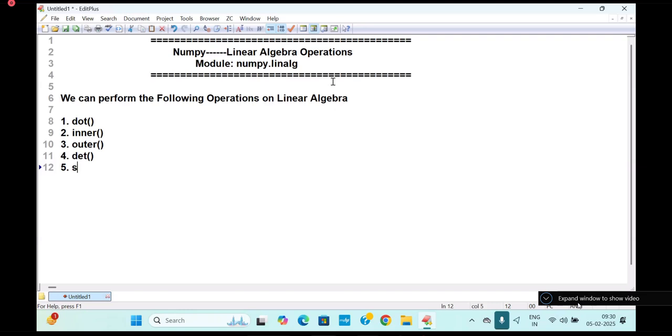I will go to the next. Next is called solve. Spell out, solve. Next is called inv. Come on. What is inv? Inverse, inverse of a matrix. Do you know the inverse of a matrix?